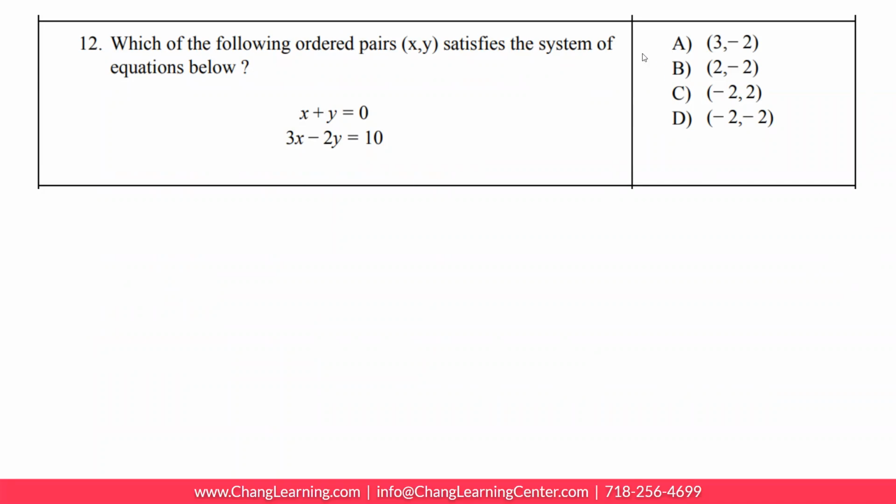Well, that will eliminate choice A, because x plus y must be 0. They must be the same value but opposite signs. So for example, 3 plus minus 2 is not going to be 0, but a pair like 2 and negative 2 is possible, or negative 2 plus 2, that equals 0. So that's possible. And D also doesn't work because negative 2 plus negative 2 is negative 4. That's not 0.